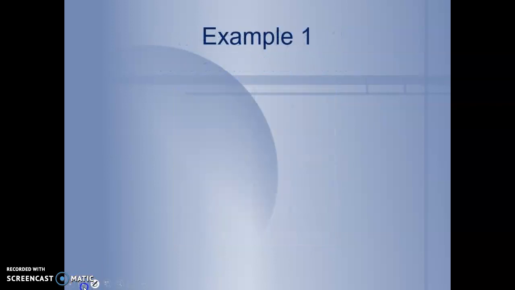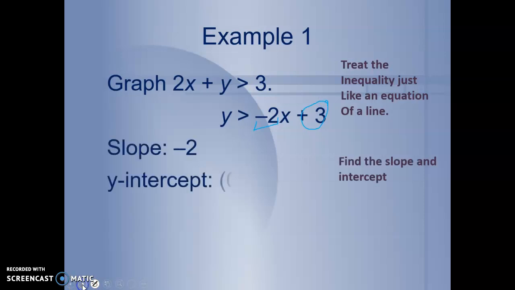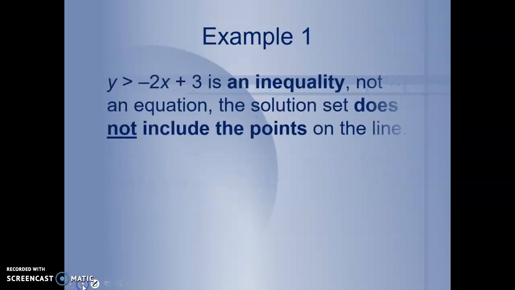So 3 distinct areas. Let's take a look at what a graph of 2x plus y is greater than 3 would look like. The first thing we want to do, just like when we were solving linear equations, is to solve for y. We treat it just like an equation, and we solve for y by subtracting 2x from both sides. Just like before, we now know our slope and we know our y-intercept. Our slope is -2 and our y-intercept is (0, 3). We'll then go to the Cartesian plane with that information and we'll begin to graph.